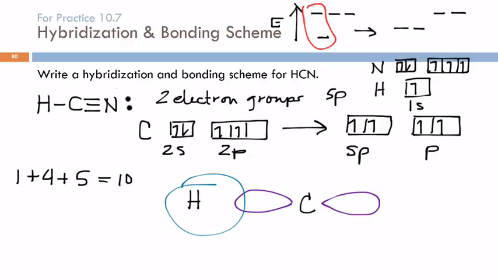So this orbital here, is that sigma or pi? Sigma. So that's a sigma orbital between carbon. What kind of orbital on the carbon? sp. And it's with the hydrogen, and what kind of an orbital on the hydrogen? It's the s. So that's the description for this bond.